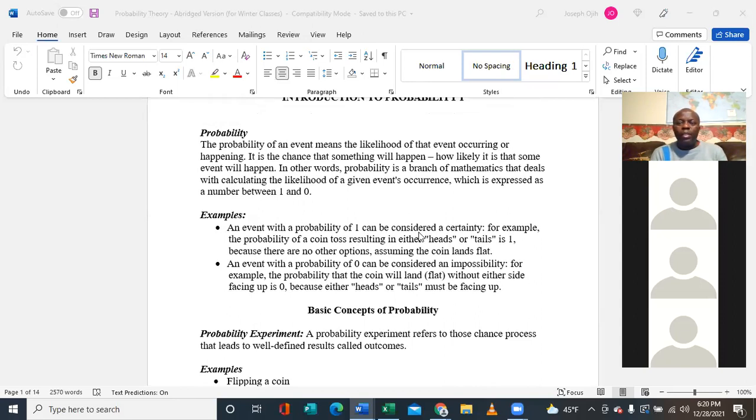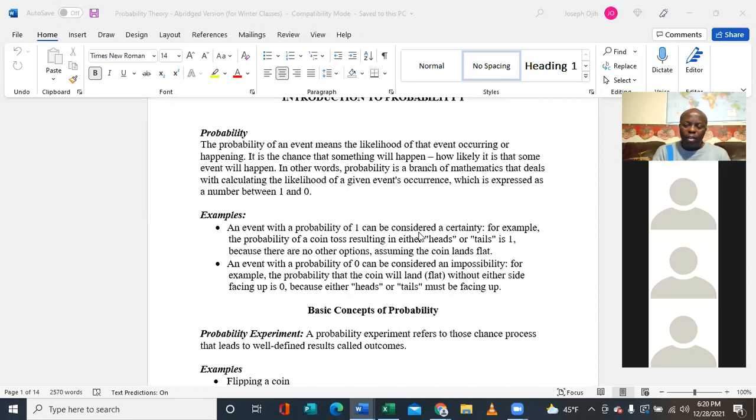So, for example, you know that you're gonna wake up by 7 o'clock tomorrow morning. Then you can say that the probability that you woke up by 7 in the morning is 1. That means you're 100% sure that you woke up at 7 o'clock. So an event has a probability of 1 if you are sure that it will occur.